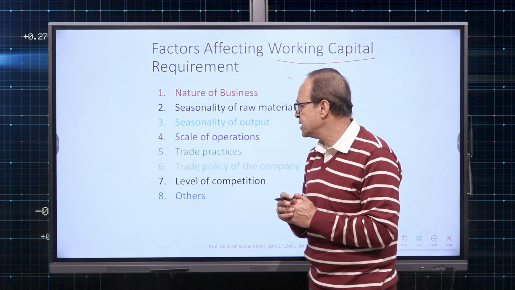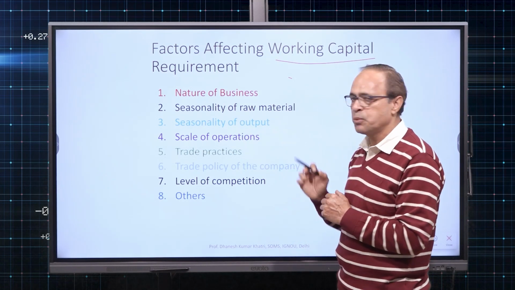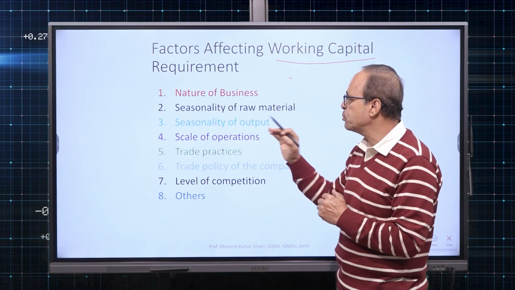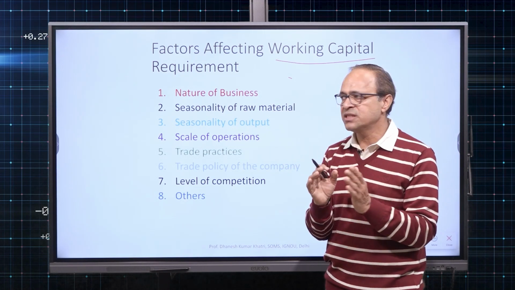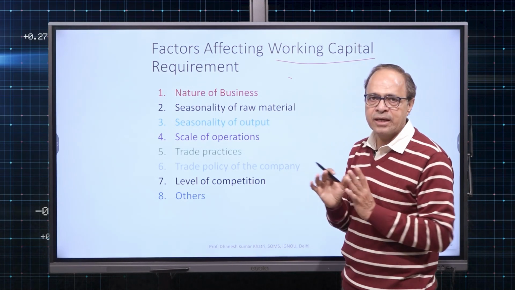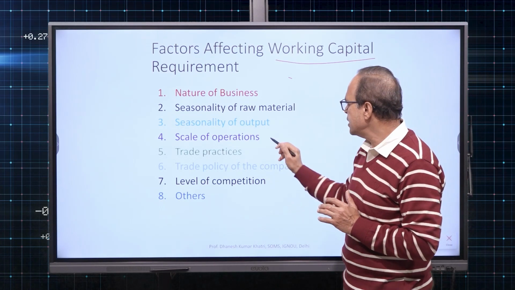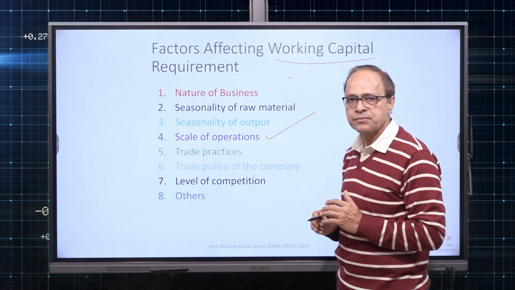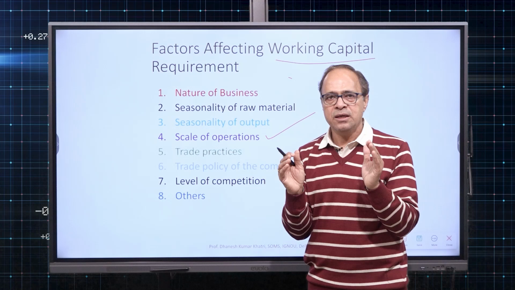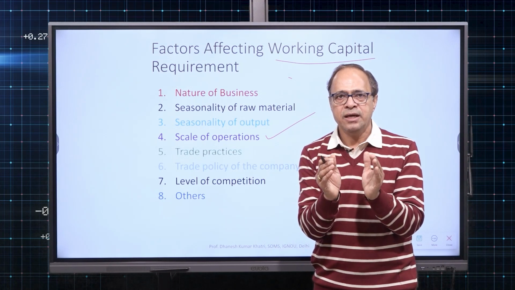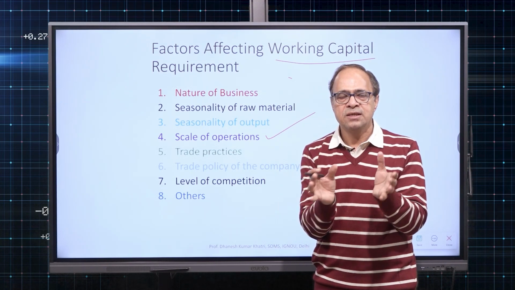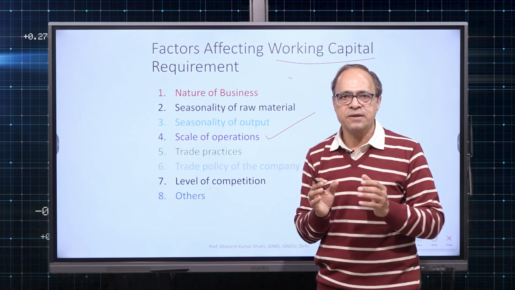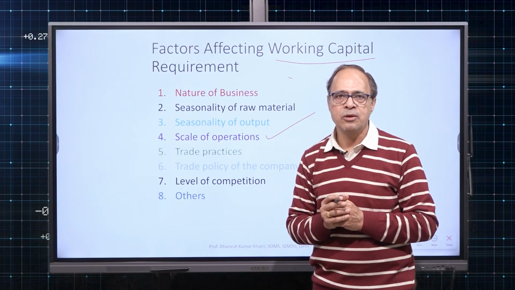Seasonality we have already discussed. Seasonality of output: so seasonality of input and output both have to be taken into consideration for deciding working capital requirement. Then comes scale of operations. If you are operating in a zonal area, like a village, city or at most a district, your requirement of working capital will be very low.